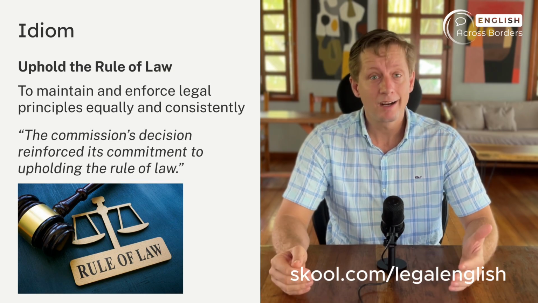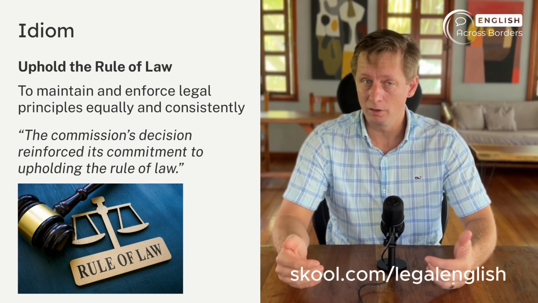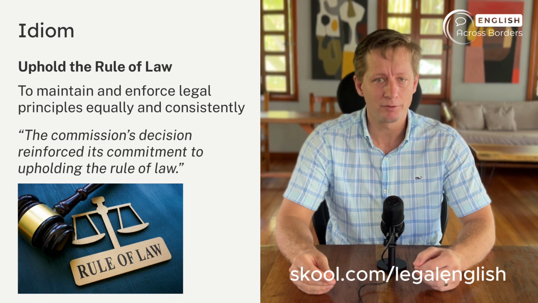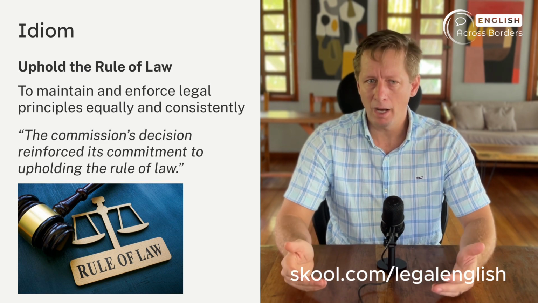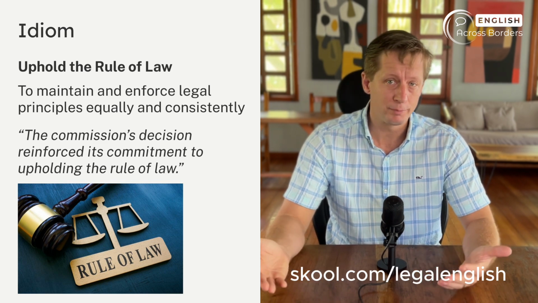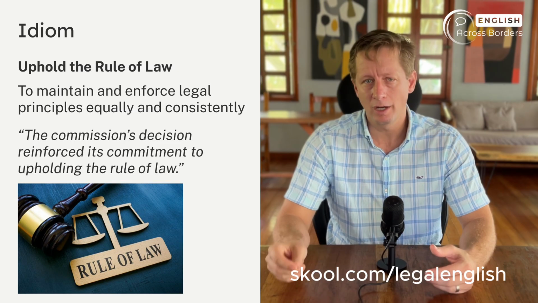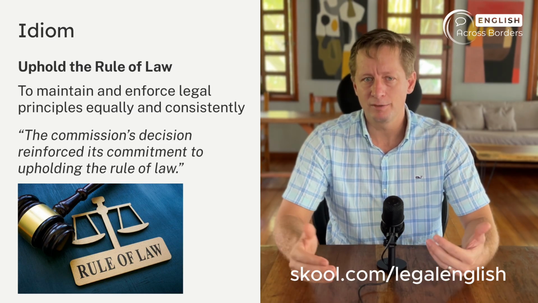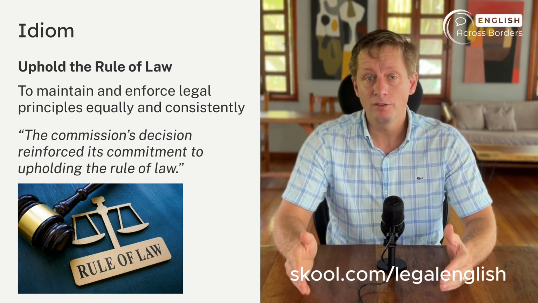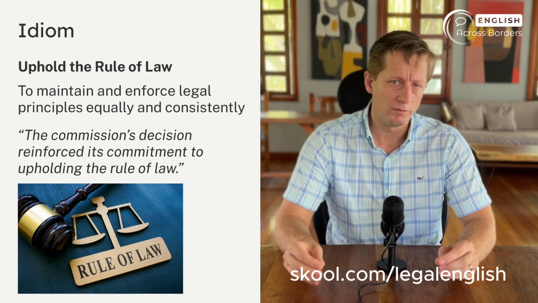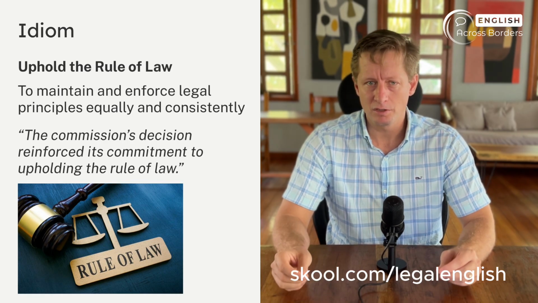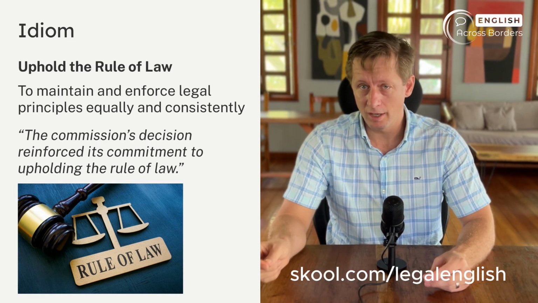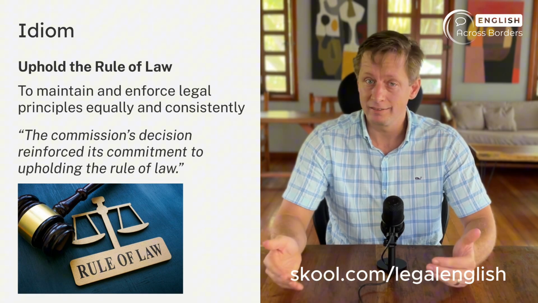Picture this. A constitutional court is reviewing a law passed by a new administration. The law appears popular but violates due process protections. The judge strikes it down, not because it's politically convenient, but because doing so upholds the rule of law. It sends a clear message. Laws must follow the Constitution, and justice is not selective.